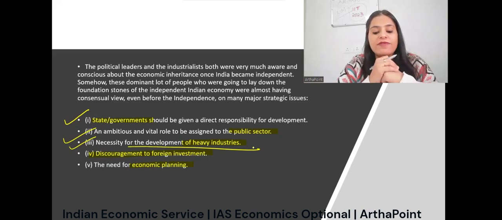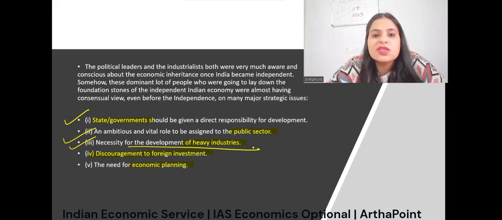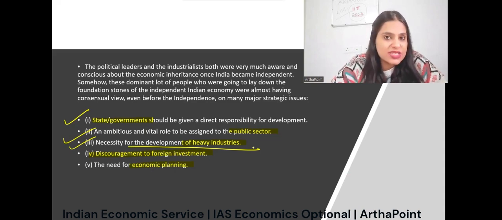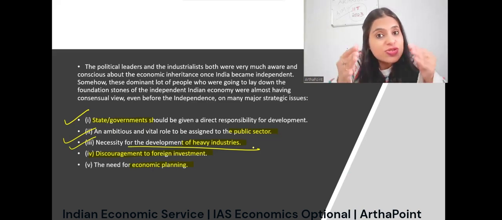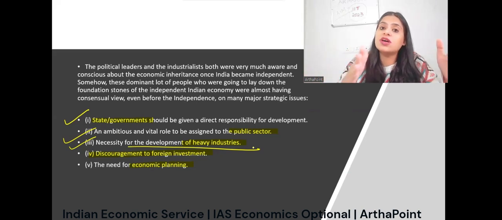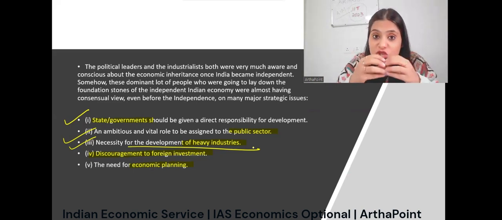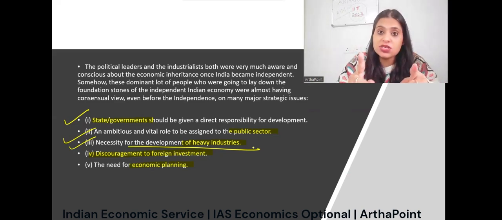Necessity for development of heavy industries. Now, I will talk in detail about industries in the coming videos, but just think about this. What India saw is that whichever country had a heavy industry sector, wherever industries were progressing, wherever industries were sound, meaning they were doing well, those economies were following a very good growth trajectory. So we saw that those countries which had a good industrial sector were the countries which were progressing.